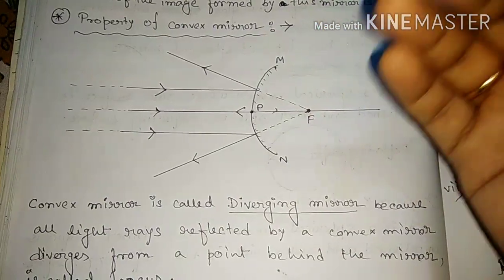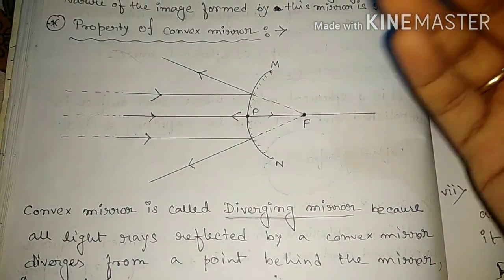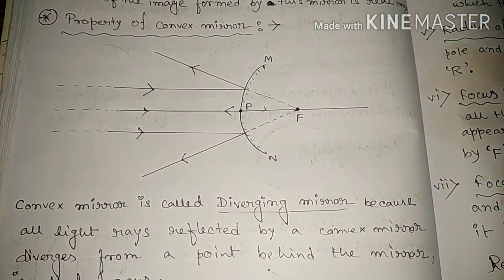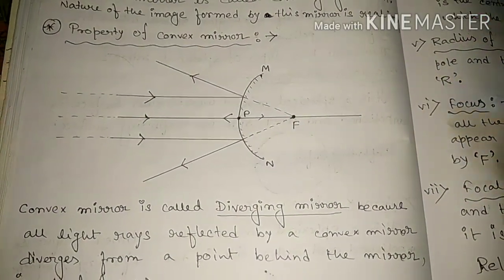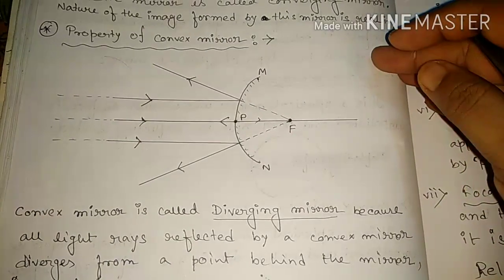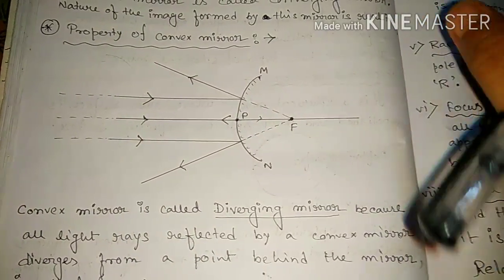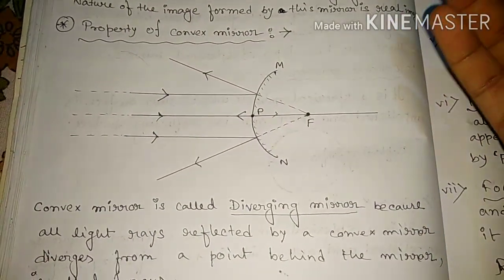That means when we see ourselves in the plane mirror, we consider that behind the mirror, from any point, the rays will come. That's why we see ourselves in the mirror. But it does not actually happen. It is a property.